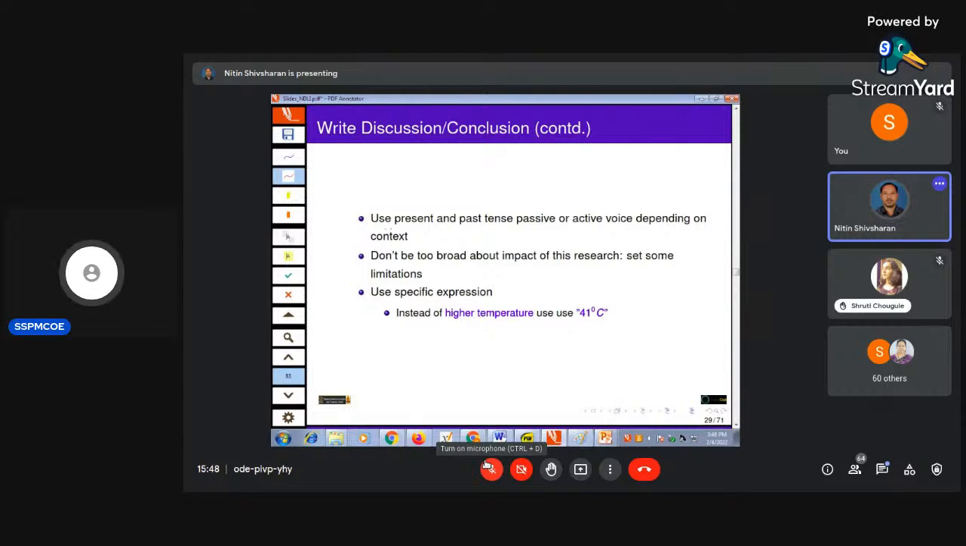Use the present and past tense while writing a discussion section. Don't be too broad about the impact of this research. Set some limitations. So we have to put some limitations, because of these conditions I was unable to do this experiment. Okay, so write some limitations.